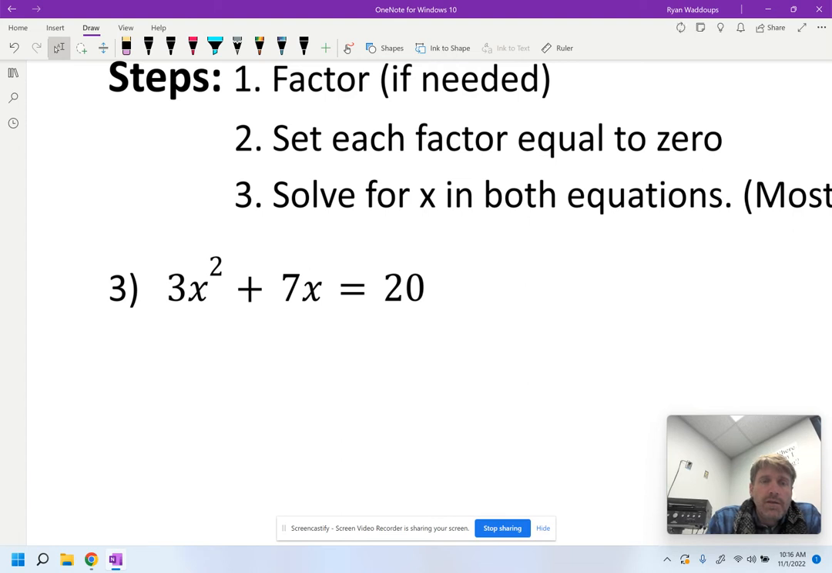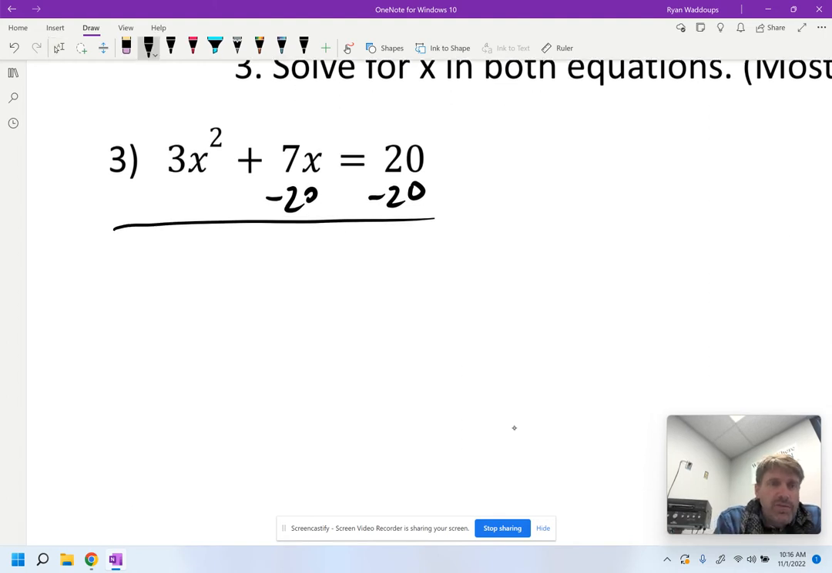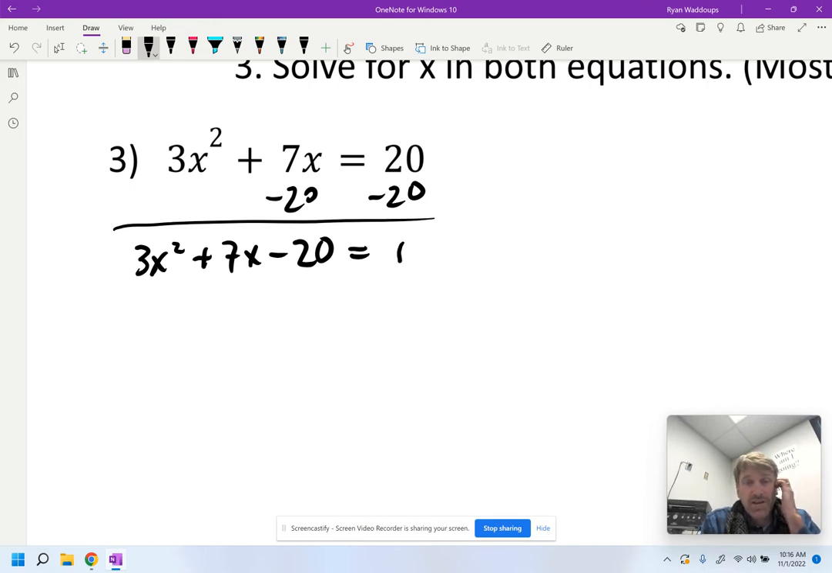Okay. Another thing you want to make sure is that it's in standard form. So 3x squared plus 7x equals 20. Remember, it doesn't work for anything other than 0. So the first thing I'm going to do is subtract 20 from both sides here. And that would give me 3x squared plus 7x minus 20 on the left is equal to 20 minus 20, which is 0. Now it's equal to 0. Now we can factor this.